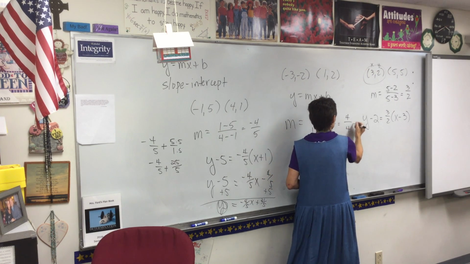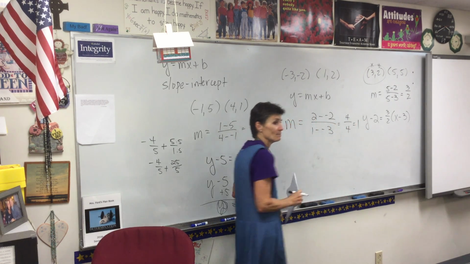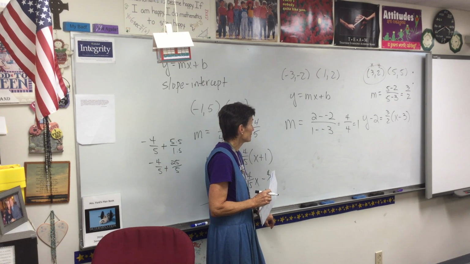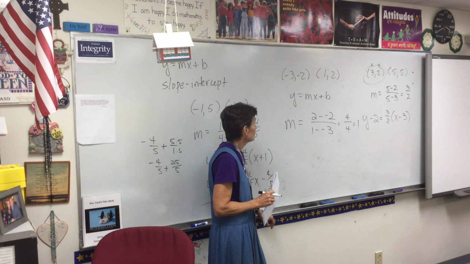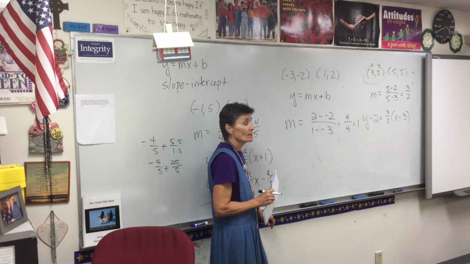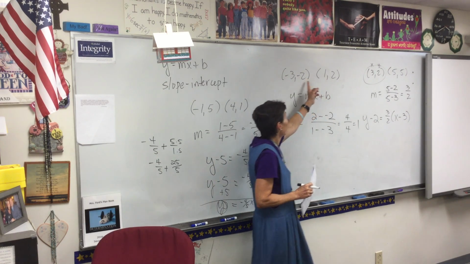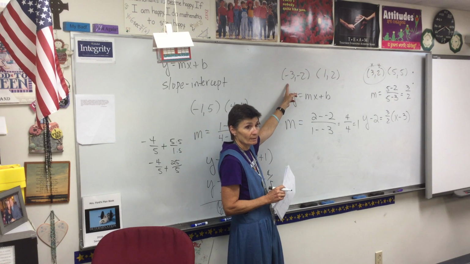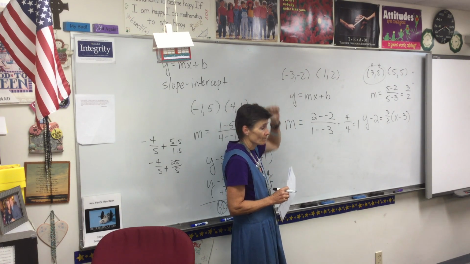Oh, whoa, this one's easy. Our slope turned out to be positive 1. Did I subtract wrong? You did it right. The negative should change to a positive. Okay, yeah. Make sure you're doing, if you did 2 minus negative 2, make sure you did 1 minus negative 3. Yep. That's what I did wrong.